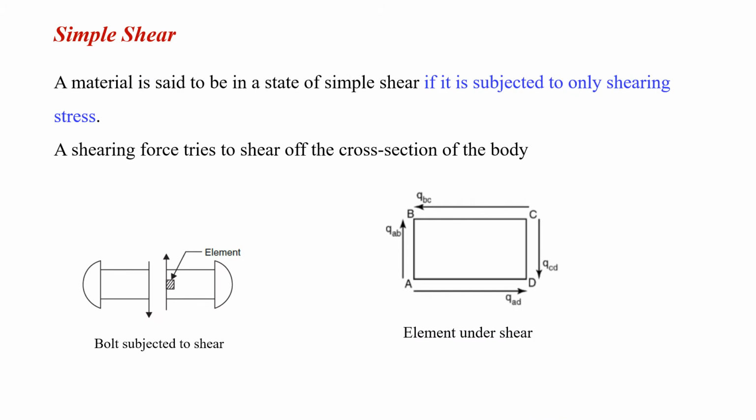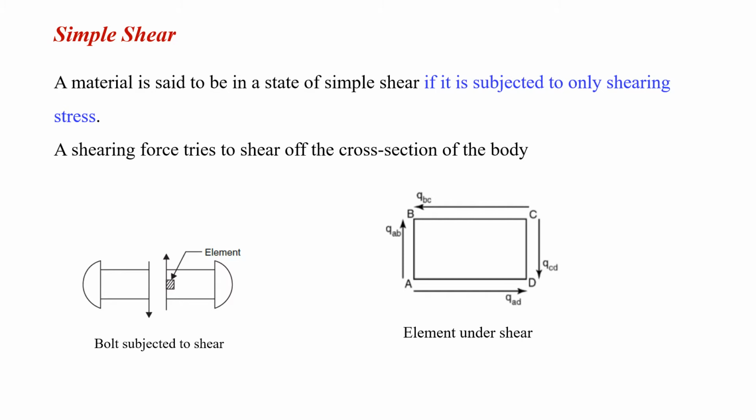Now we can move on to the case of simple shear. A material is said to be in the state of simple shear if it is subjected to only shearing stress. Previously in the case of the beam, we have seen an element which is subjected to both shear as well as bending. Then there may be certain occasions when it is subjected only to simple shear. One of the examples is a bolt subjected to shear.